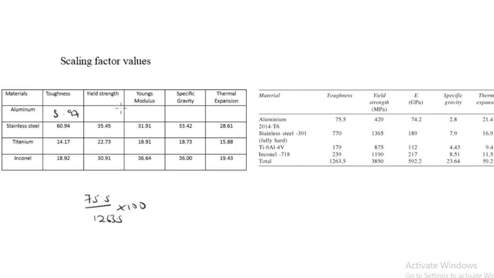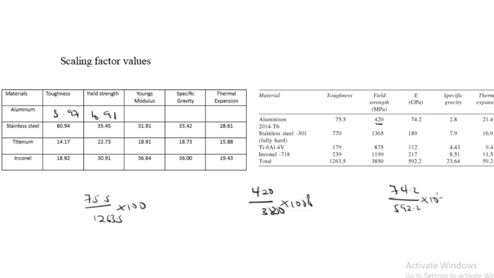You are going to get 5.97. In the second one, for yield strength, for aluminum you're going to get 420 divided by the total 3850 times 100. When you do that, you're going to get 10.91. The same thing for the stiffness, the Young's modulus. You're going to take aluminum to be 74.2 divided by what? The total is what?